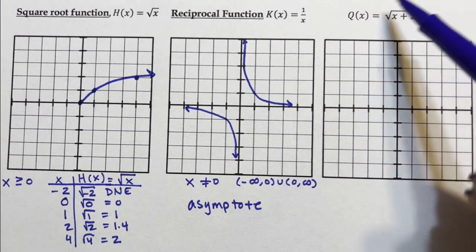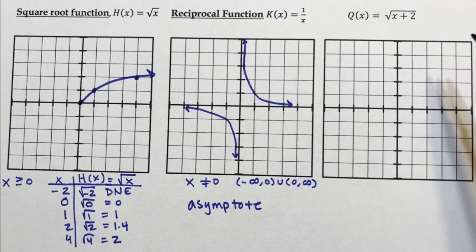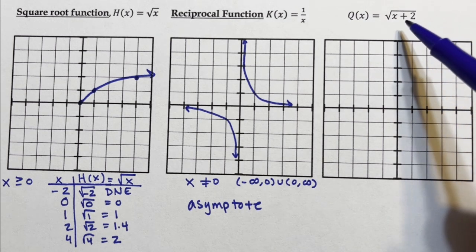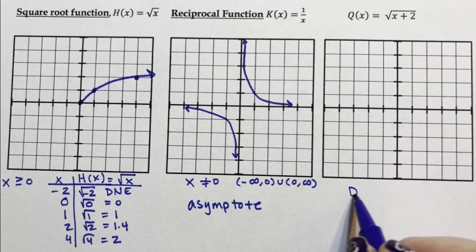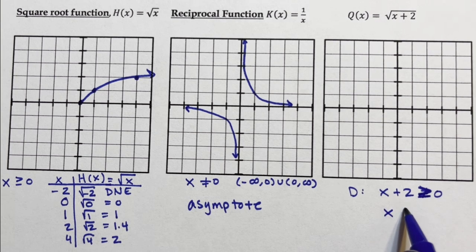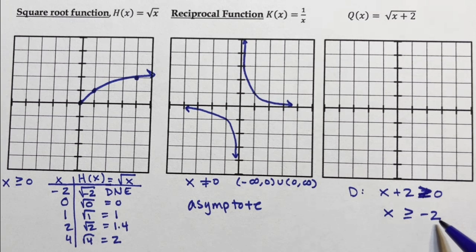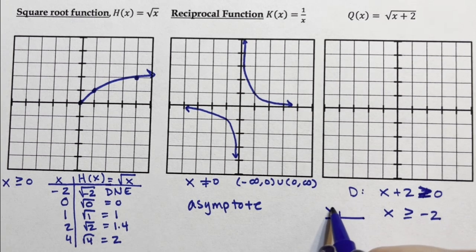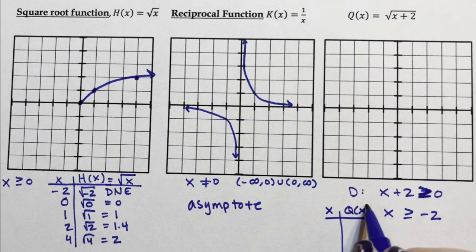For this graph, this is a transformation. I have a whole series of videos on transformations you can look up, but the domain here says that x plus 2 has to be greater than or equal to 0. So x has to be greater than or equal to -2. So if I were doing a table of values, I'd start at -2, -1, 0. The square root of -2 plus 2 is the square root of 0.